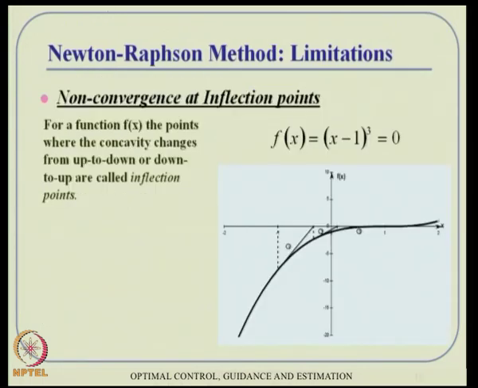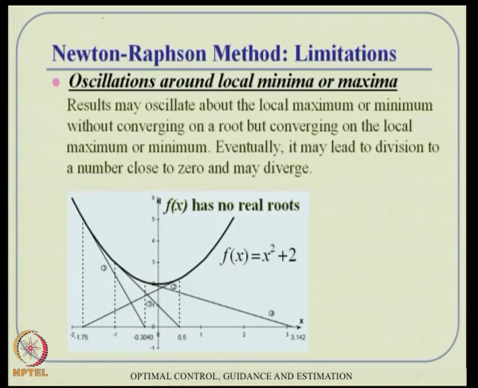So, the first thing is it does not converge around an inflection point, and there is the root jumping problem. Third is the oscillation problem. Remember this particular f of x has no real roots, because it does not touch the x axis, it just goes away from it. There is no solution really, but you are blind to that and you still want a solution.